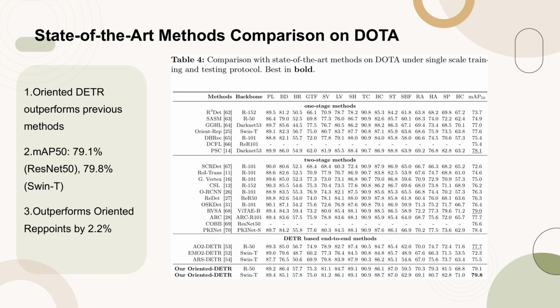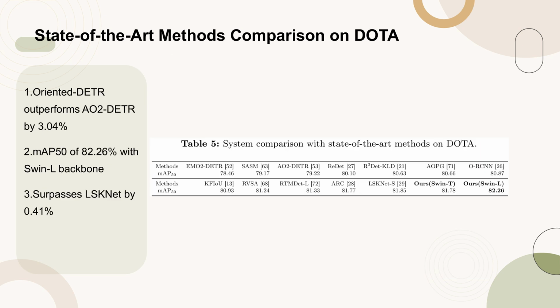This performance improvement is further emphasized by the comparison with end-to-end DETR-based methods, where oriented DETR shows significant gains over EMO2-DETR, ARS-DETR, and AO2-DETR by 7.5%, 4.3%, and 1.4% respectively. The results underscore the effectiveness of oriented DETR in object detection tasks, particularly in scenarios requiring high precision and recall.